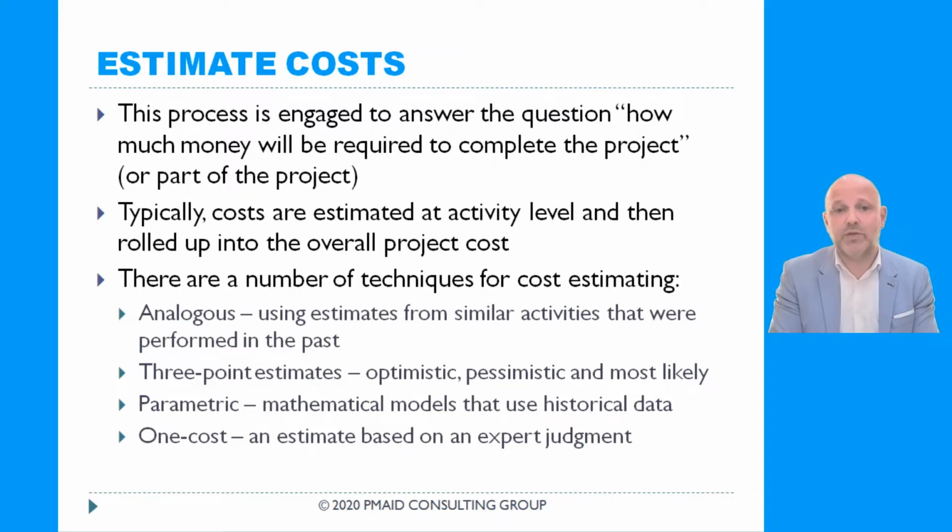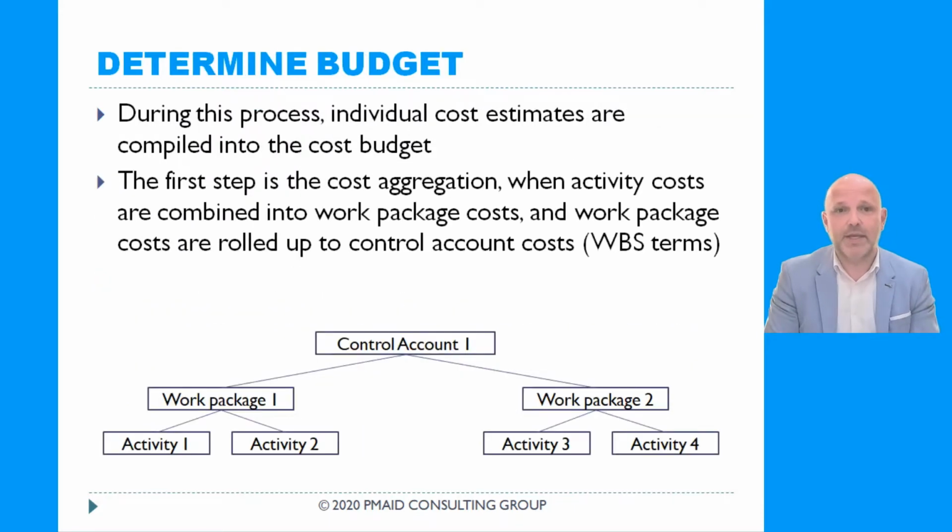Parametric, when we use some mathematical models with historic data to get an estimate for our activity. And one cost, when we use expert judgment. There is a specialist who knows how much this particular activity needs to cost, so that person provides us with a one cost estimate, $1,000 for this activity.